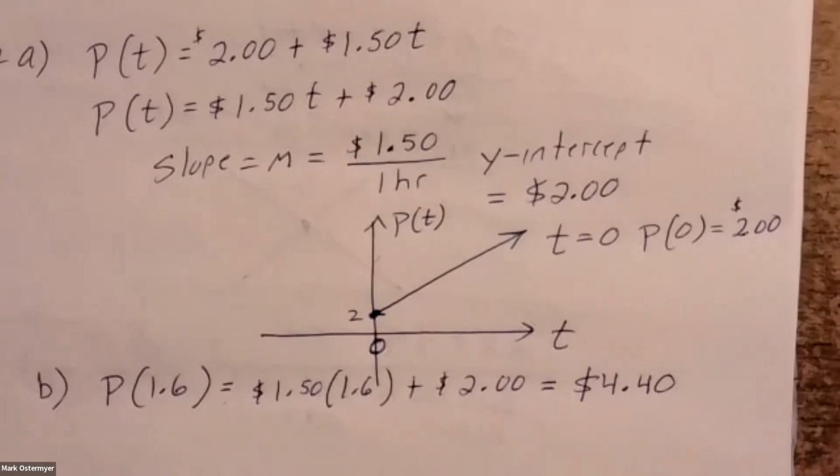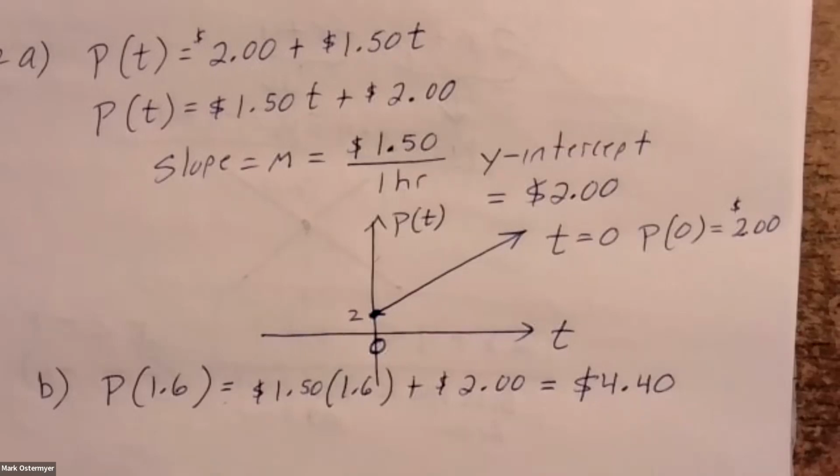That's how much it's going to cost to park there for 1.6 hours. And 0.6 of an hour is really 0.6 times 60 minutes per hour. So 0.6 times 60 minutes per hour is really what? 0.6 of 60 minutes is going to be 36 minutes. So if you park in this garage for 1 hour and 36 minutes, they're going to charge you $4.40.